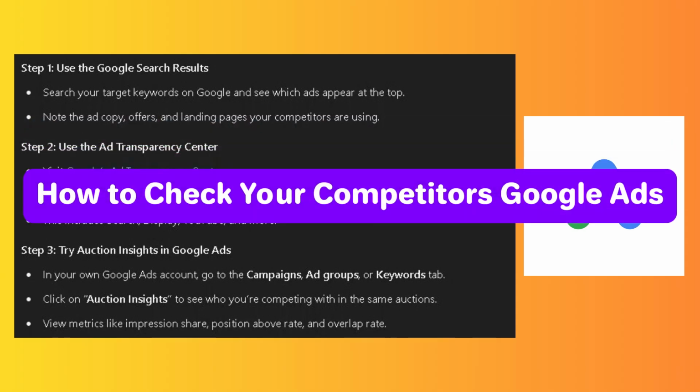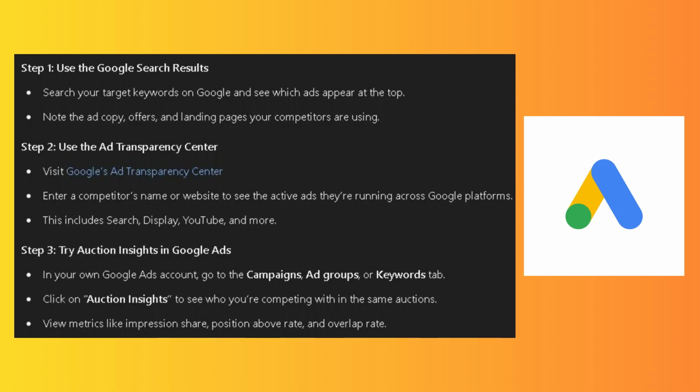In this video, you will learn how to check out your competitors' Google Ads. First, use the Google search. Search for targeted keywords on Google. You will see which ads appear on top. Note the ad copy, offer, landing page and more your competitors are all using.